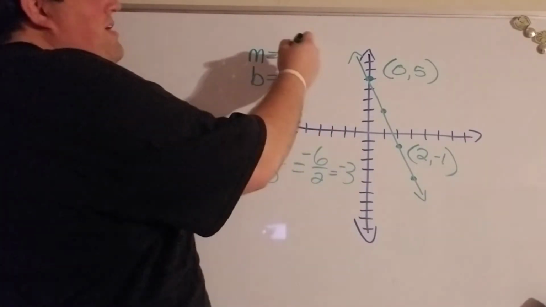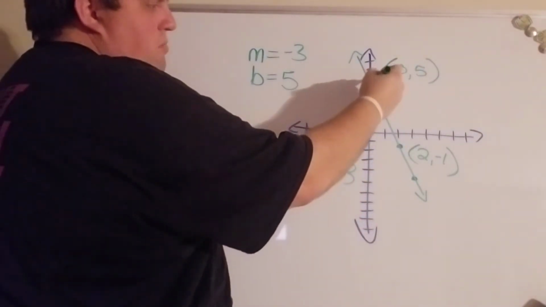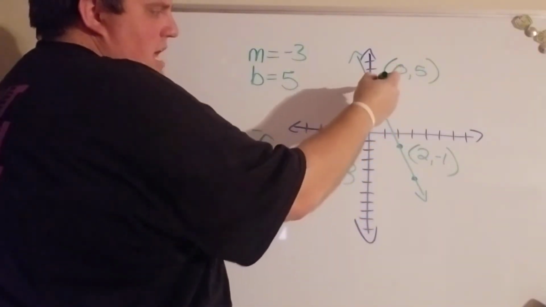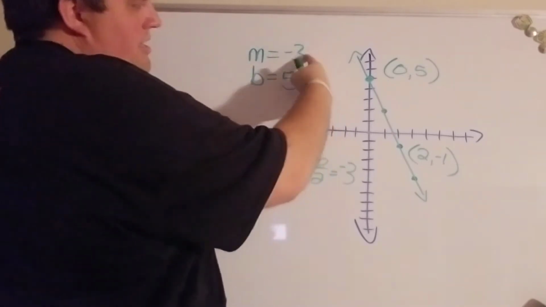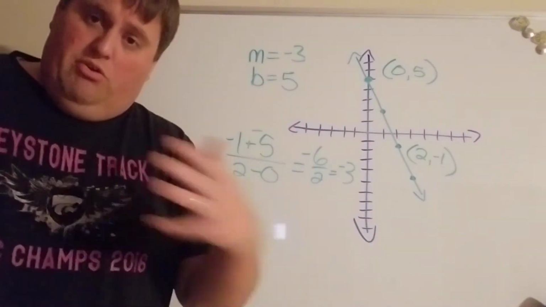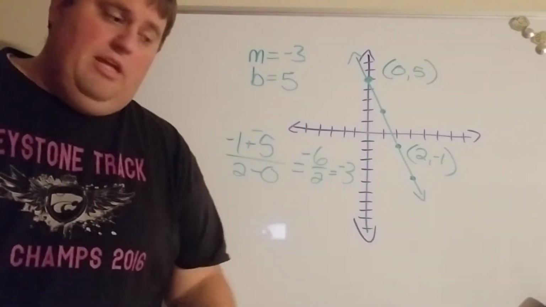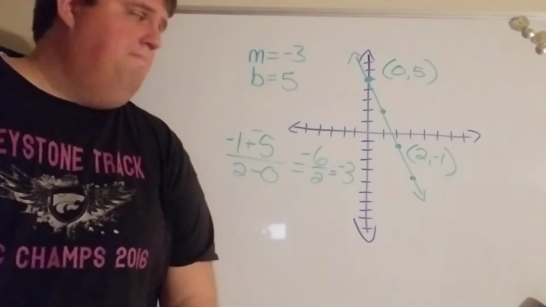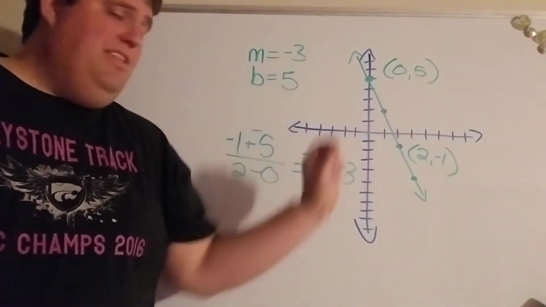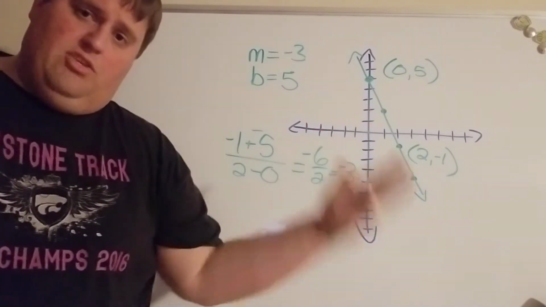Or I can always just look at how my line is moving. How am I getting from one point to the next point? Well, this one I went down 3, I went over 1. That's the slope of negative 3. So whatever way works. If you're good at formulas and like the formula, totally use the formula. If you can just see in the graph how we're moving, I'm going down 3, I'm going over 1, then your slope's negative 3.